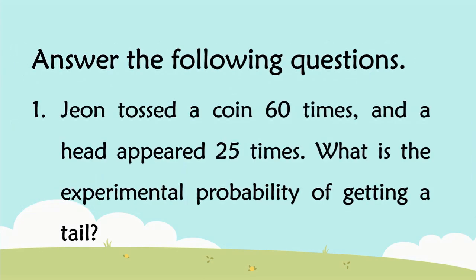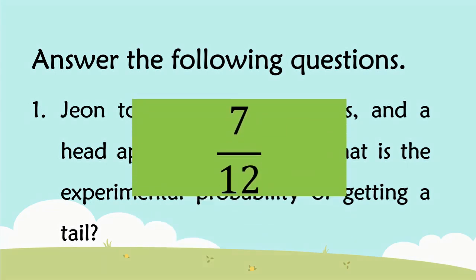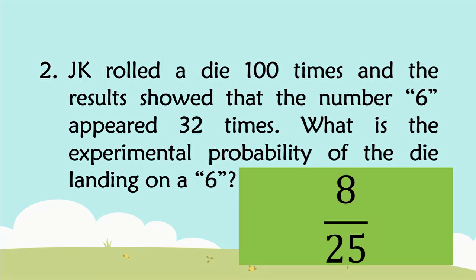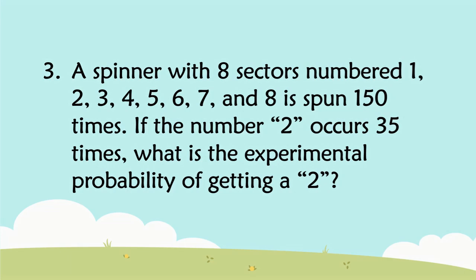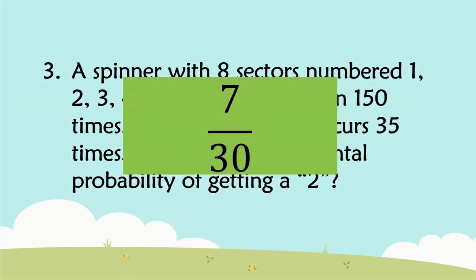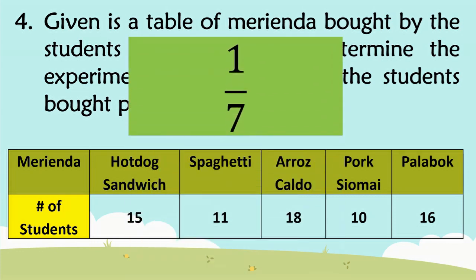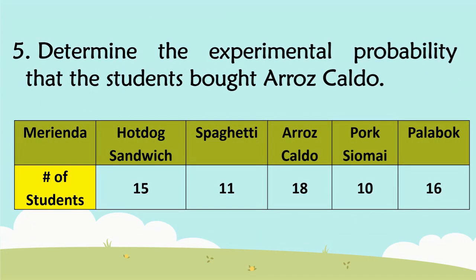Okay, for the answers, number 1. Correct! It is 7/12. Number 2. You're right, it's 8/25. Number 3. It's 7/30. Number 4. Correct, it is 1/7. And number 5, it is 9/35.